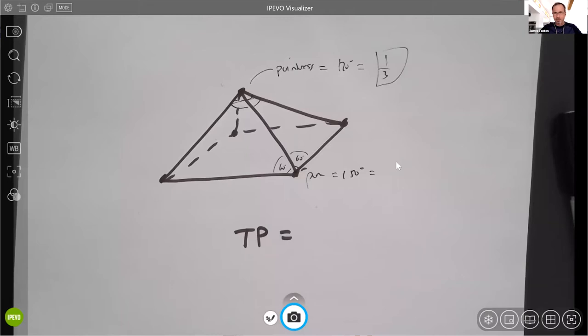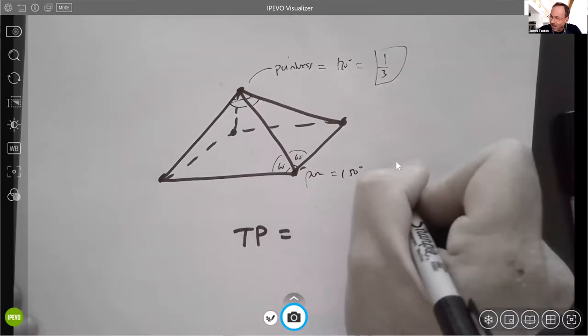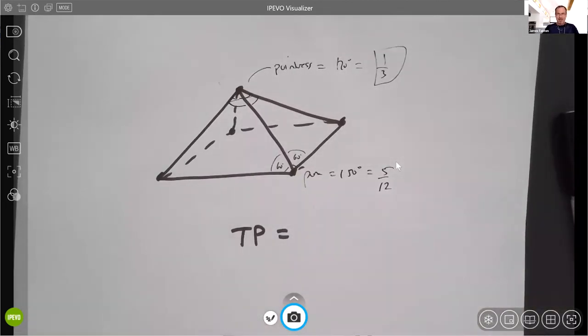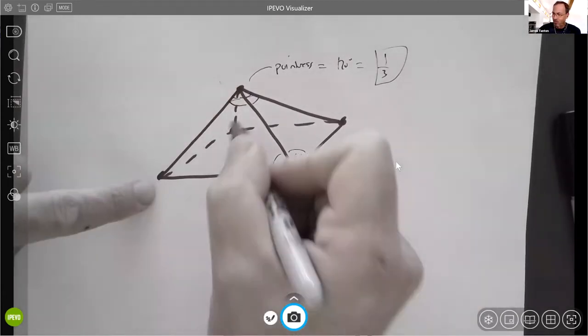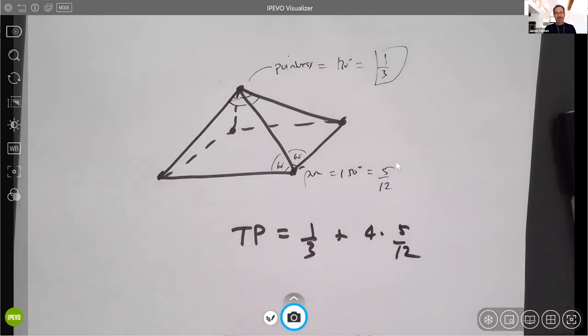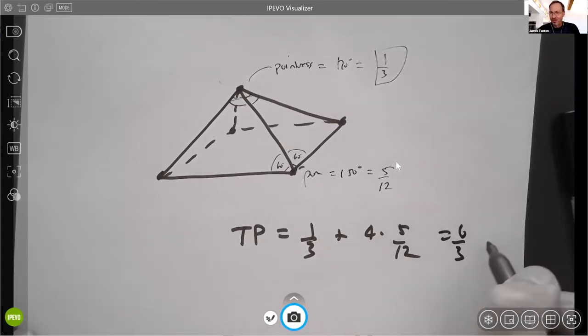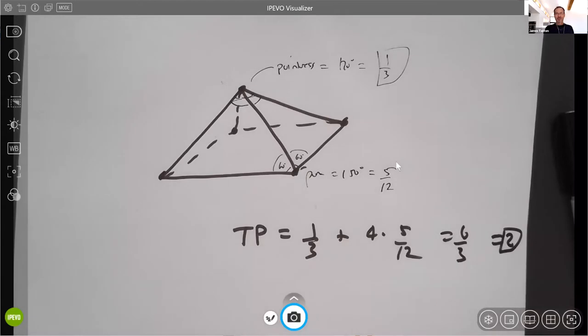Arithmetic is my downfall. I'm gonna fail on this part. 150 degrees, well, that's some fraction. Oh, it's 5/12, thank you so much, 5/12. So the total pointiness is gonna be one corner with a third, and 1, 2, 3 corners of 5/12. And what does that turn out to be? 1/3 plus 5/3 makes 6/3, which is 2. Okay, total pointiness is 2.